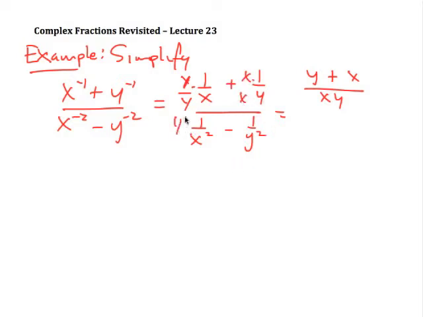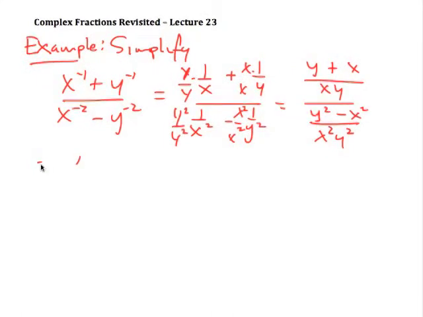Now, of course, here we'll need a y squared on a y squared, and here we'll need an x squared on an x squared. So this is all going to be on x squared y squared, and we'll be left with y squared minus x squared. Now, of course, we invert and multiply.